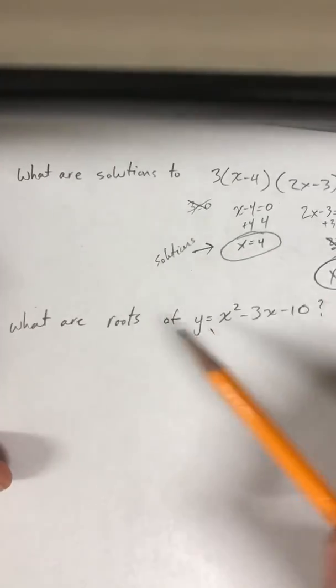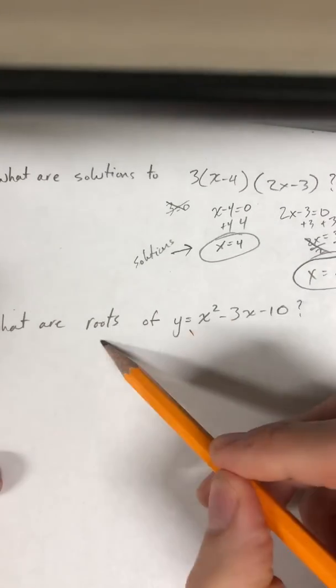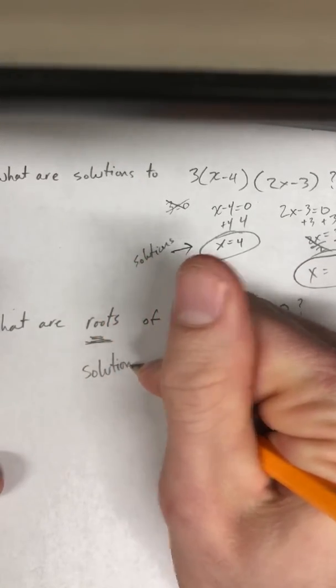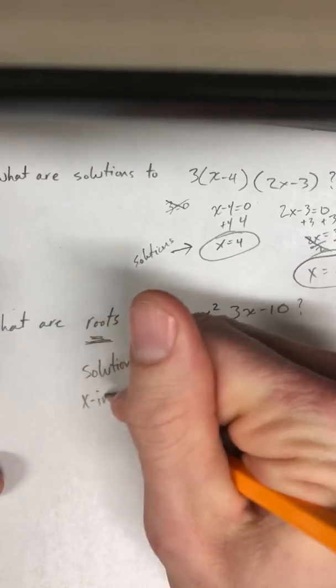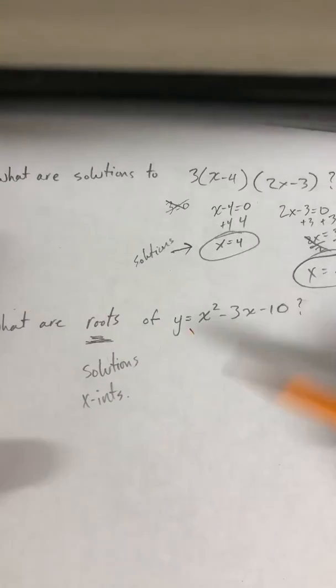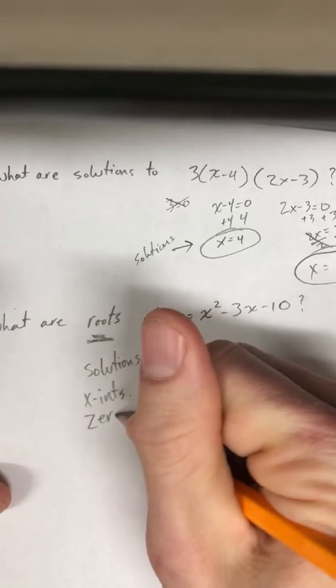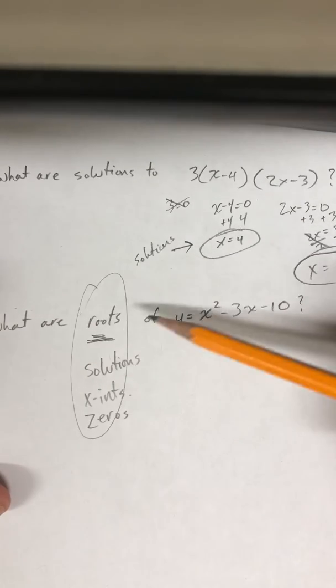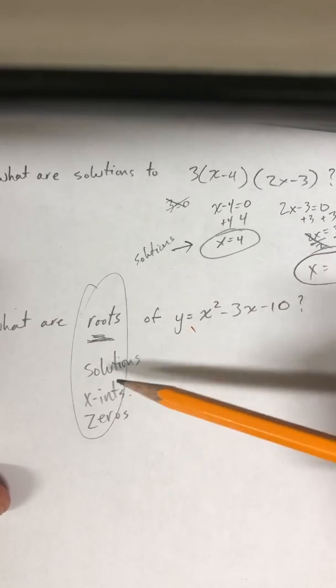Second one is, what are the roots? So this is good vocab, roots. This is another word for solutions. This is another word for x-intercepts. It's another word for zeros. So you need to be familiar with the vocab. This is asking you to find these solutions.